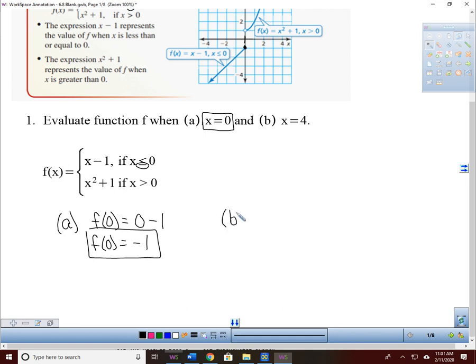So f of 0 is equal to negative 1. All right, so if I look at part B, when x is 4. So I look at 4 and I say, well, is 4 less than or equal to 0? No, so I'm not looking at this piece. Is 4 greater than 0? The answer to that is yes. So I will use that second piece. So I'm looking for f of 4. I'm just going to take 4 and plug it in for that x right there. So 4 squared plus 1, which gives me 17.